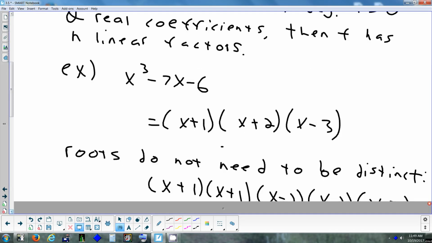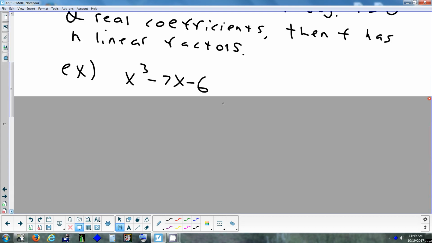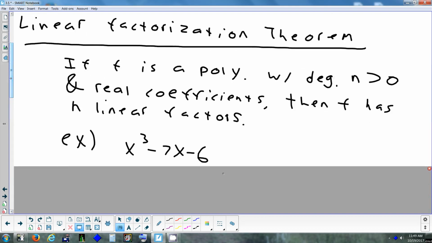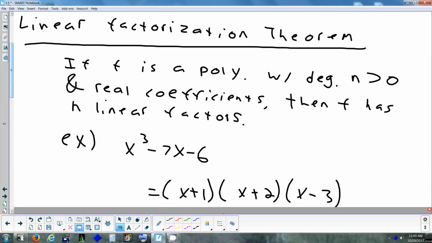So like this problem. What's the degree of that example? Tell me. What's the degree of that? Oh, 3. So if you were to factor that, how many factors would you expect? 3. And that's exactly what you get. x plus 1, x plus 2, x minus 3.